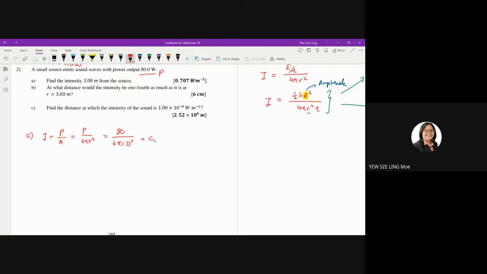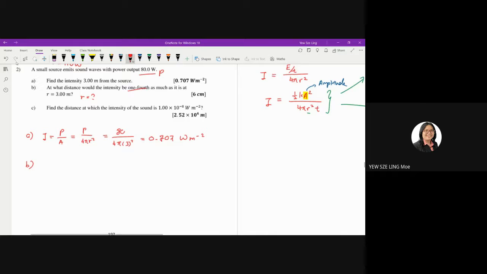So the answer is 0.707 W m^-2. Question B. At what distance would the intensity be 1/4 as much as it is at r equals 3 meters? So in this question, r is actually an unknown. So what are we going to do right here? We want to see at what distance the I is 1/4 of the original intensity.